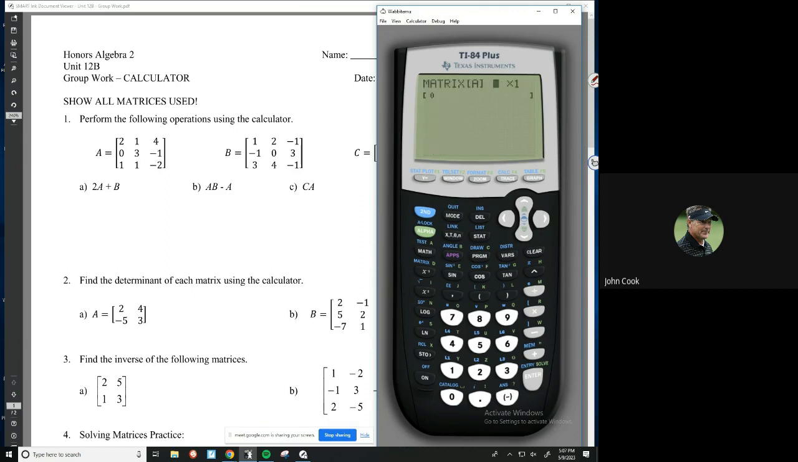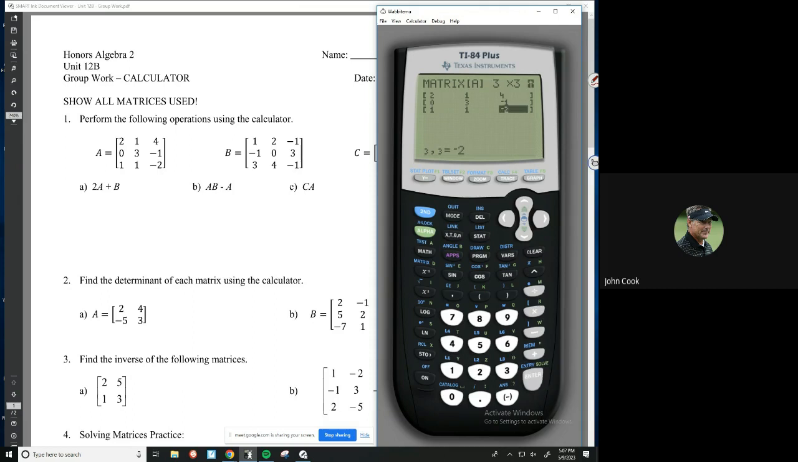And then we enter the dimensions. So this is a 3 by 3. So we do 3, enter, and then 3. And it changes the size of the matrix on your screen. And then just enter all those values in: 2 and 1, 4 and 0 and 3, and then -1, and then 1 and 1 and 2. -2, I'm sorry.